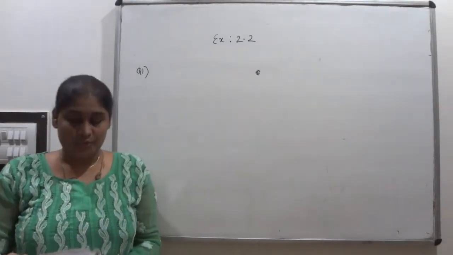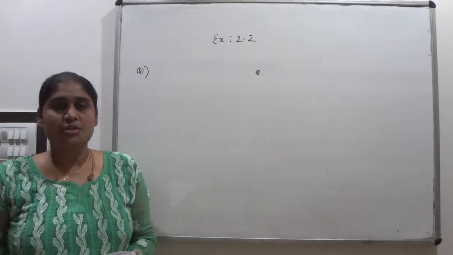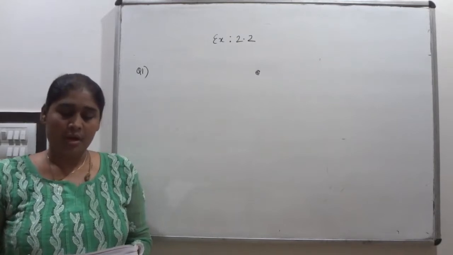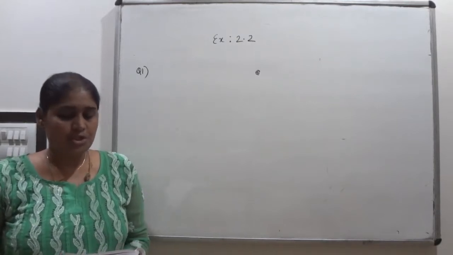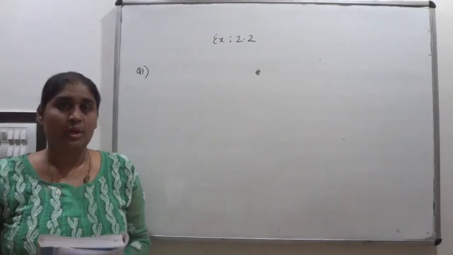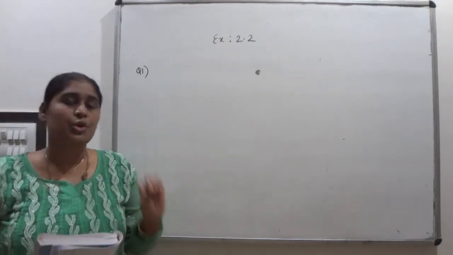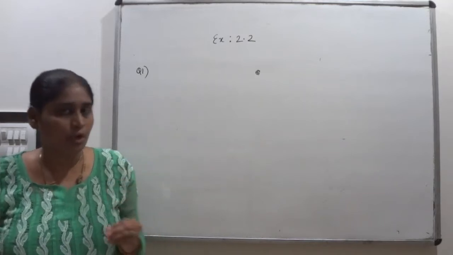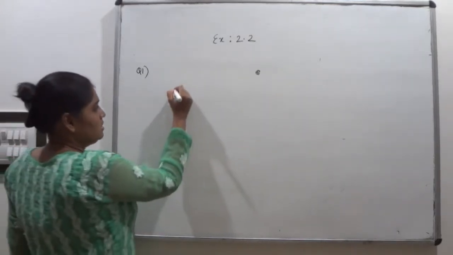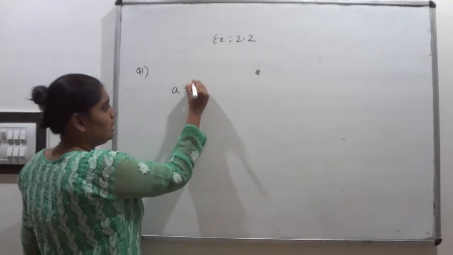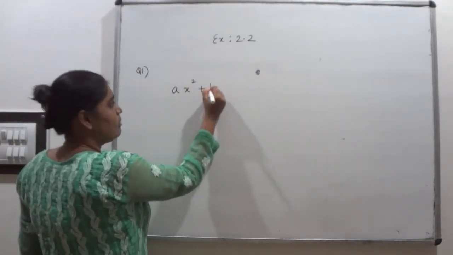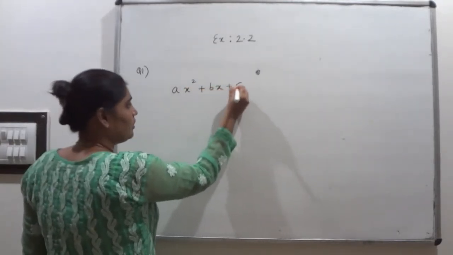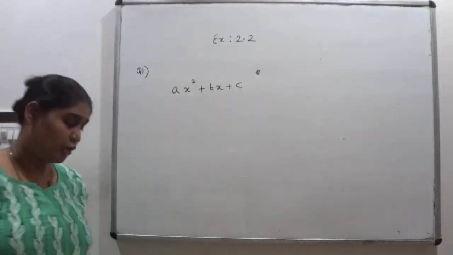Exercise 2.2. Question number 1. Find the zeros of the particular polynomial and verify the relationship between zeros and coefficient. Before starting this question, we should know what the coefficient is and what the zeros of a particular polynomial are. The general form of a quadratic equation is ax square plus bx plus c. It is a quadratic polynomial.